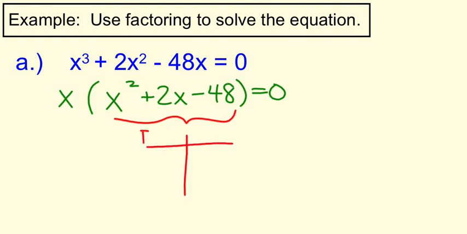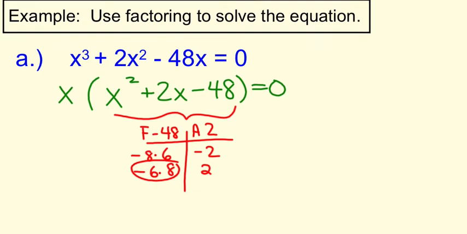We say, what are the factors of negative 48 that add to 2? So we start listing off the multipliers of negative 48. So negative 8 times 6, when you add them together, you get negative 2. Negative 6 times positive 8, when you add them together, you get 2. That's the one we want to have work.